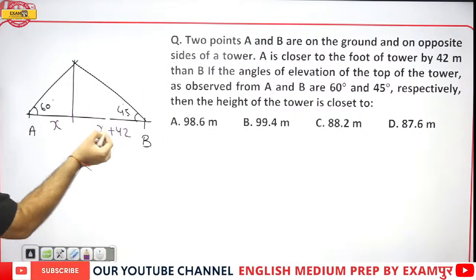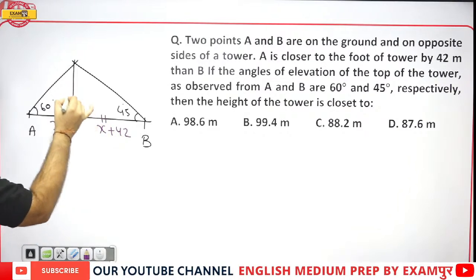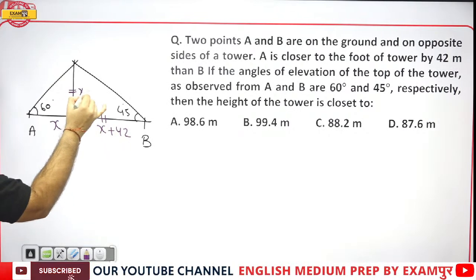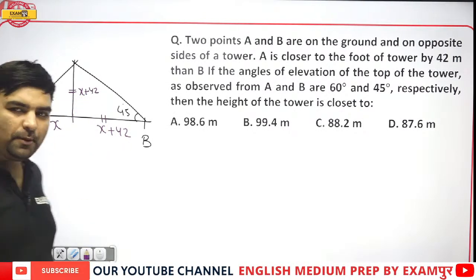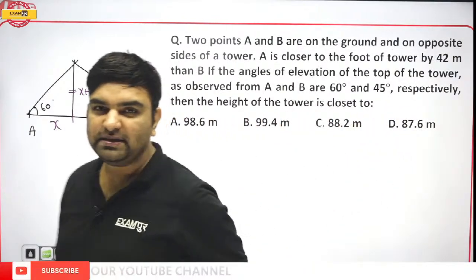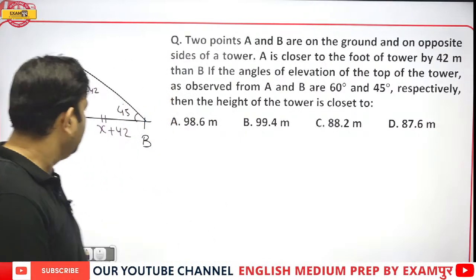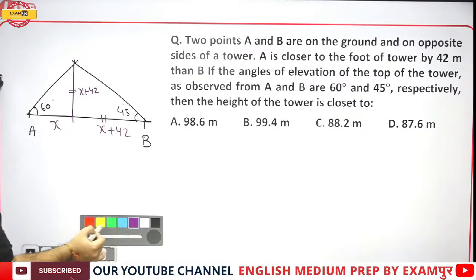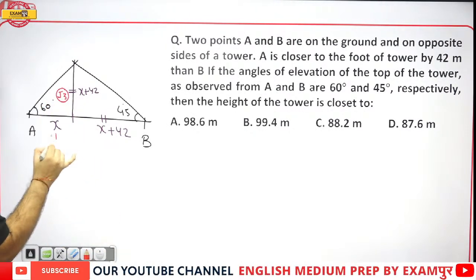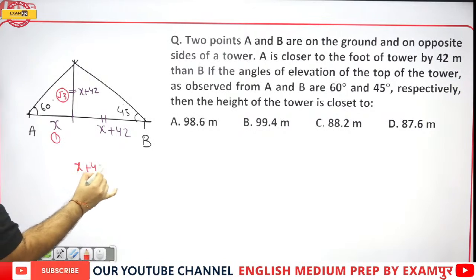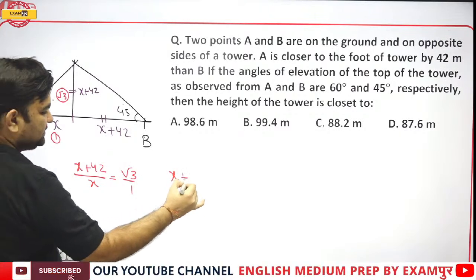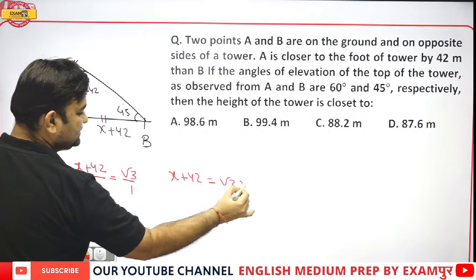So, guys, 45 says that these two sides should be equal. So this is also x plus 42. Because for 45, perpendicular and base are in the ratio 1:1. And 60 says that perpendicular and base should be in the ratio √3:1. So x plus 42 upon x is in the ratio √3:1. So x plus 42 is equal to √3x.